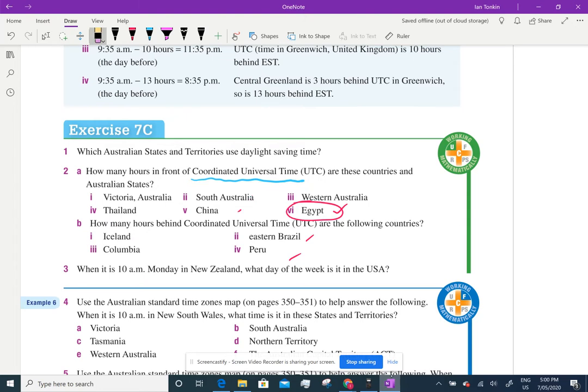Let's have a look at this one. And anyone who's done any traveling will understand that when you travel, or if you ring someone in another country, especially if they're a long way behind us, they might be in the middle of the night, or they might be having breakfast, or they might be in bed. So if it's 10 a.m. Monday in New Zealand, what day of the week is it in the USA?